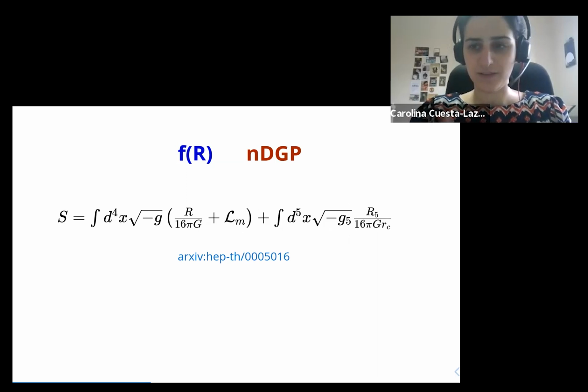So this is a 5-dimensional model in which you have the matter, so basically the standard model particles, living in a 4-dimensional brane, which is embedded within a 5-dimensional spacetime. So in this case, you can see how there's a free parameter RC that will control how strong the 5-dimensional term is compared to the usual 4-dimensional one. So if RC, the crossover scale, is very large, then we will basically recover general relativity. And again, in this model, you can basically express it as a scalar tensor theory in which the scalar field will mediate an additional field force.